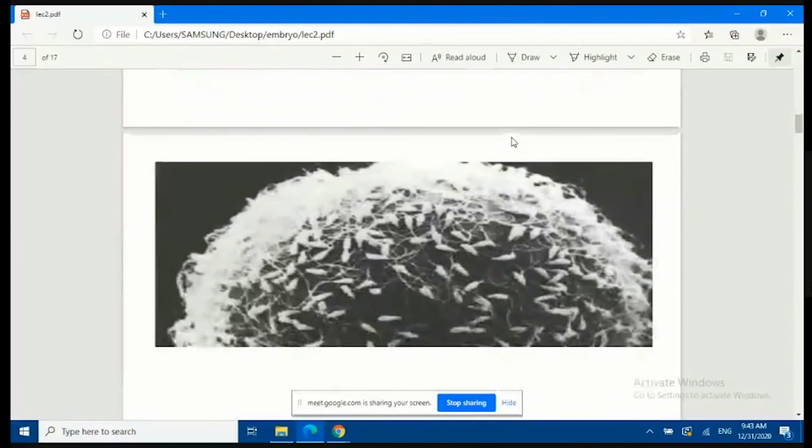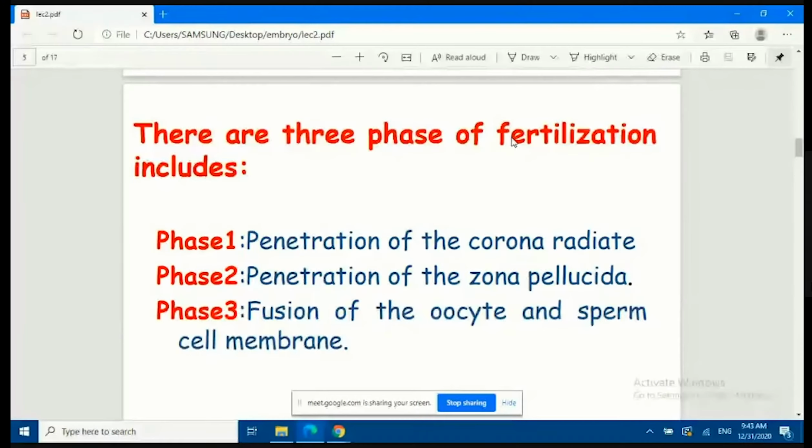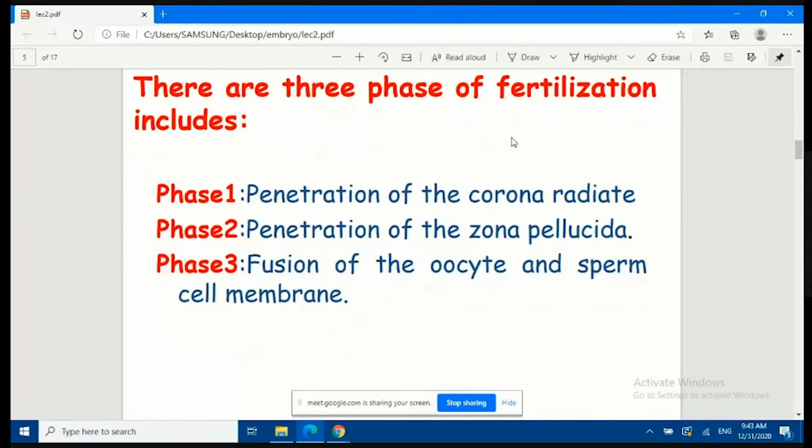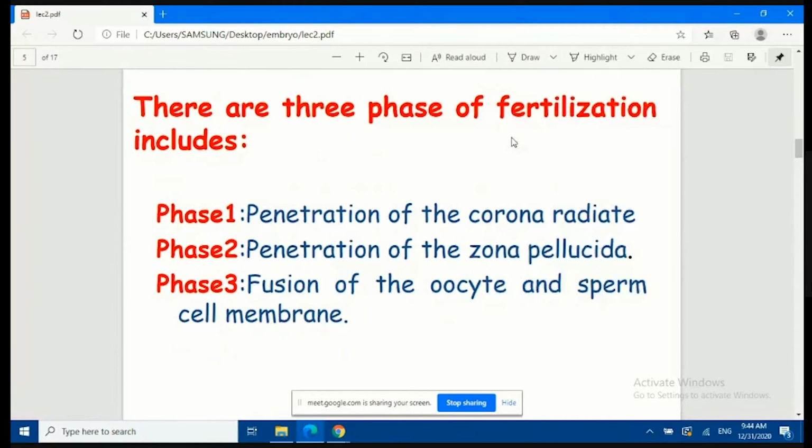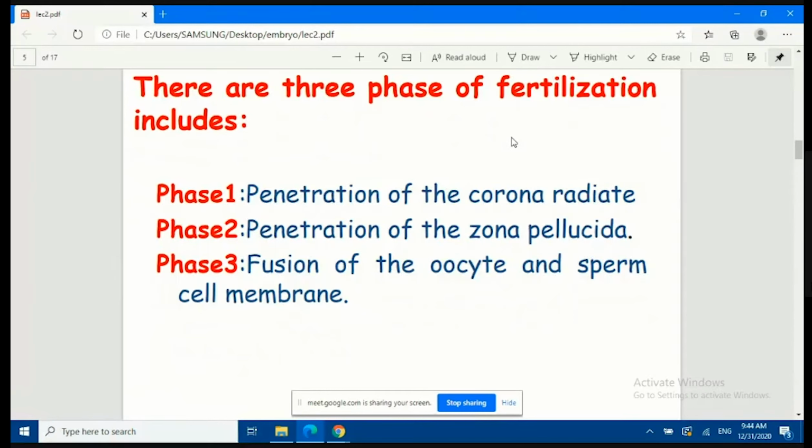Clear? For example I might ask: count the phases of fertilization, or what are the phases of fertilization. Probably I will give you choices, true or false, matching might happen. For example, I might ask: penetration of zona pellucida is one of the phases of fertilization, true or false. Or, one of the phases of fertilization is penetration of corona radiata.